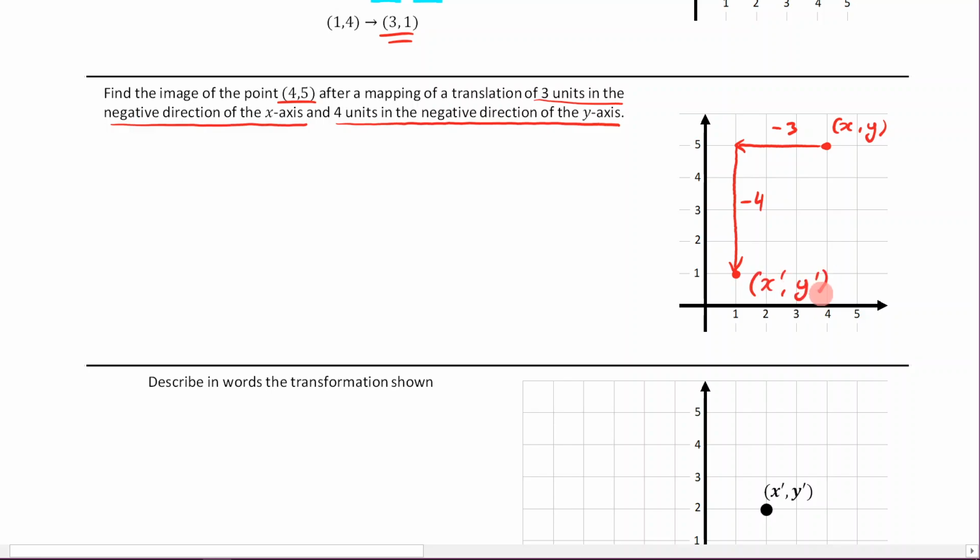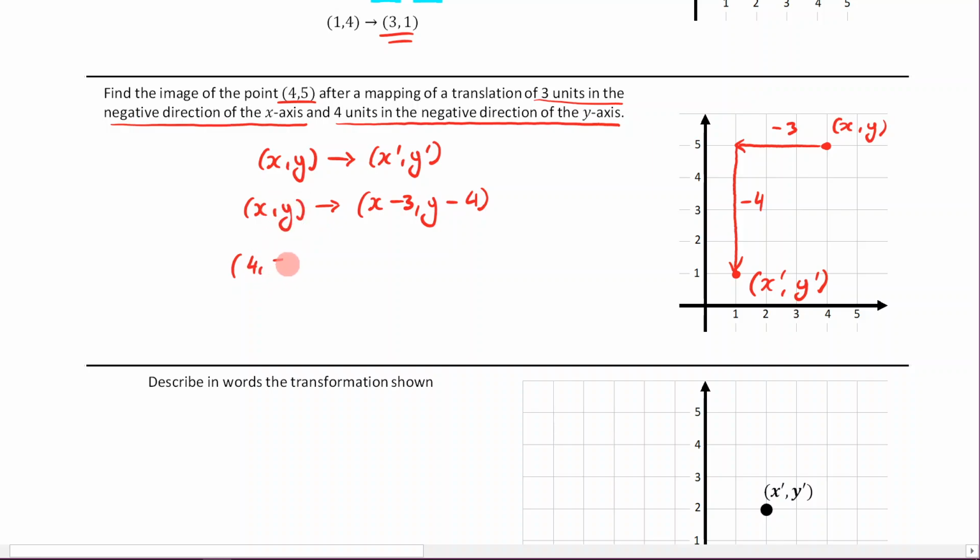Okay, let's now use our fancy notation to answer this, because we can immediately say what the answer is going to be. We know that the answer is going to be 1, 1, but let's just use our fancy notation here. We start with our original point. We go to our new point, which is x dash, y dash. We then rewrite this sentence. x, y maps to x dash, which is going to be x minus 3, and y dash is going to be y minus 4.